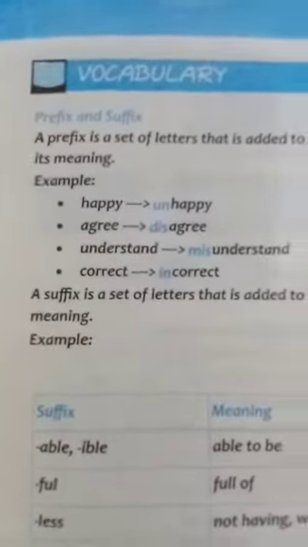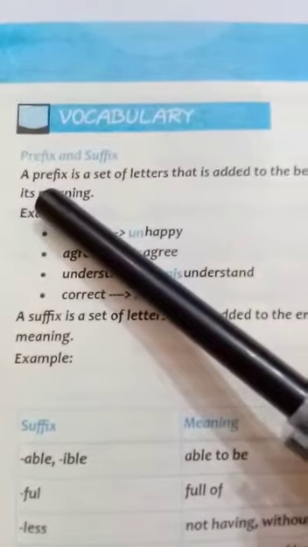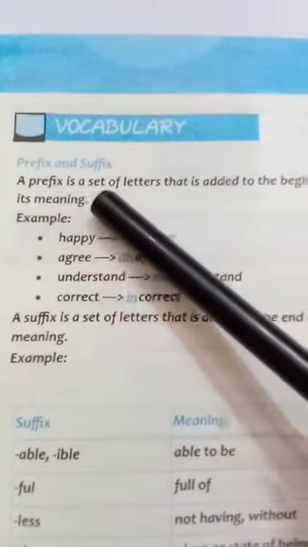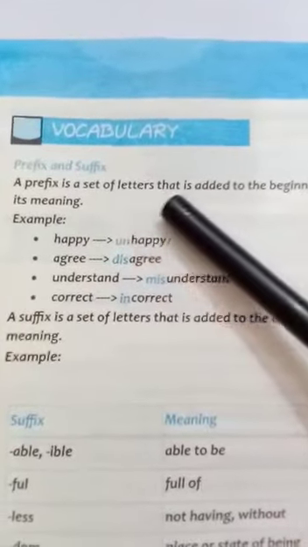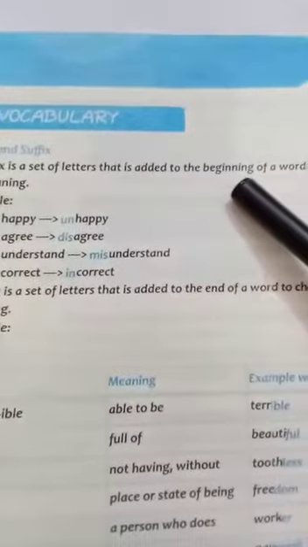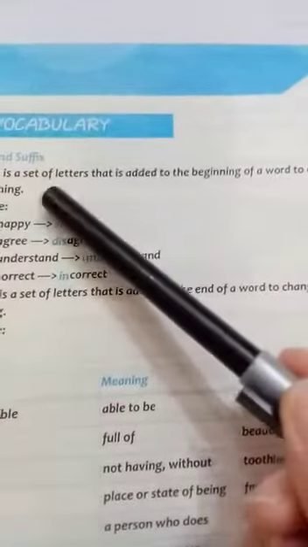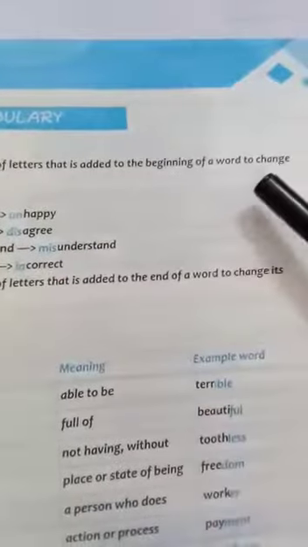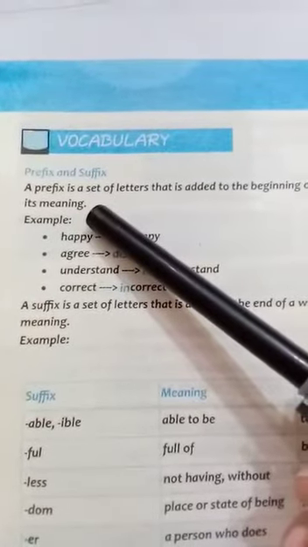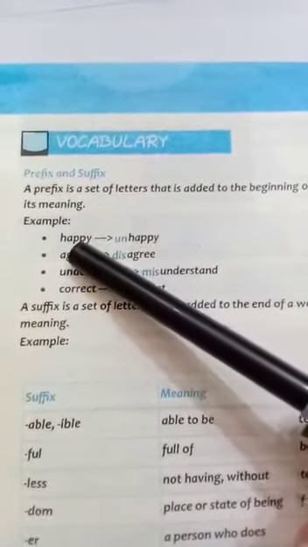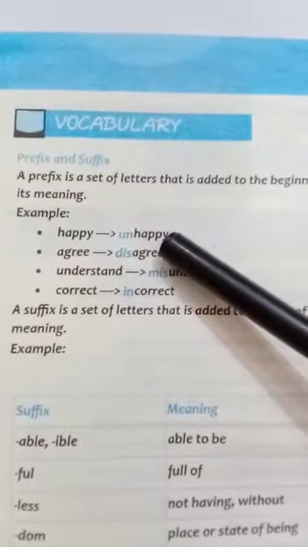So first of all, you see the definition of prefix on page number 18. A prefix is a set of letters that is added to the beginning of a word, to change its meaning. When we get a new word, the meaning of that word is changed from the given word. For example, happy is a word, unhappy is another word.